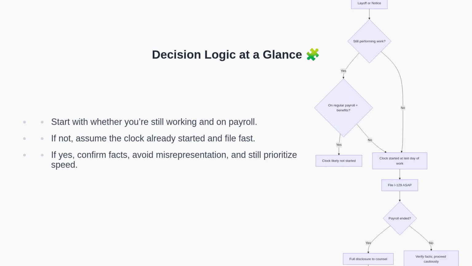This flowchart recap starts with whether you are still performing work. If you are not, assume the clock has started and file as soon as possible. If you are still working and on active payroll, verify facts carefully, avoid any misrepresentation, and continue to prioritize speed. With this logic in mind, we will now conclude with a concise summary.